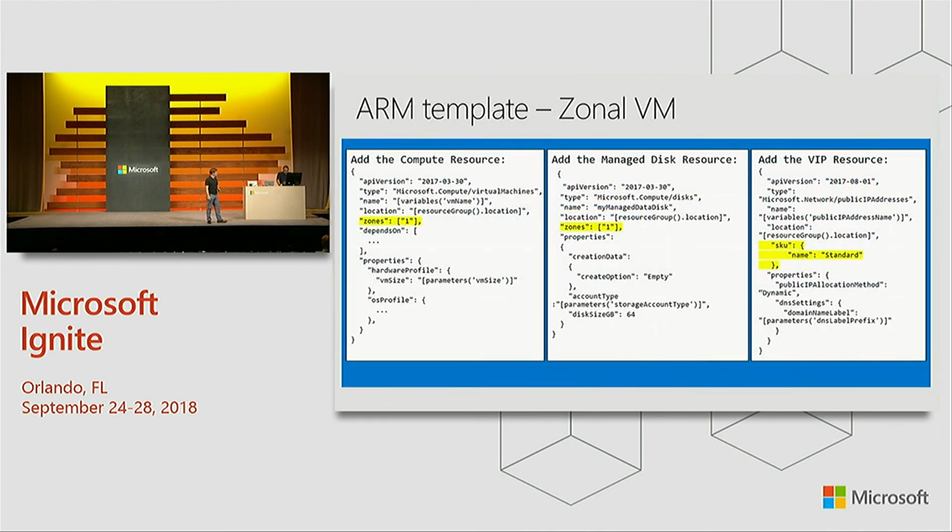Deploying resources in an AZ is as simple as adding an additional parameter to a virtual machine. On the left, you specify zone 1. The managed disk in the middle specifies zone 1, or even your VIP, virtual IP.